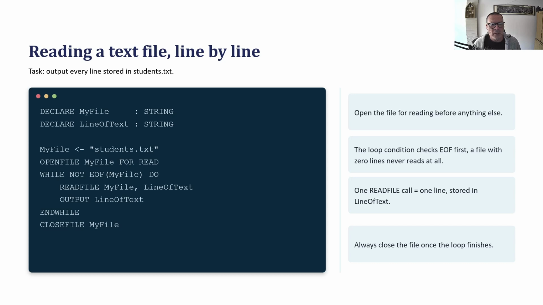So that'll loop round. When we do a read file, if we do hit the end of the file, i.e. that we've already read the last one, that flag's true. We come round and the while not EOF no longer works, so we're going to stop the loop. And then finally we close the file, so just say close file, my file.